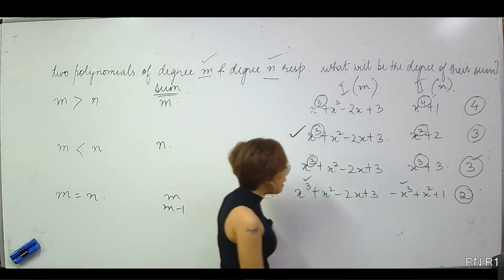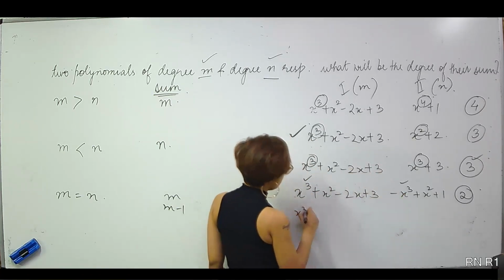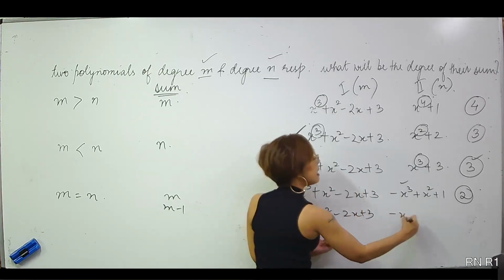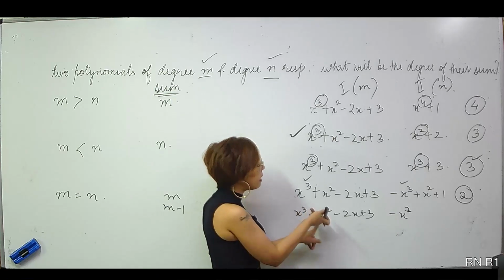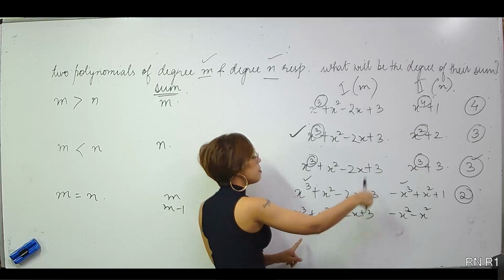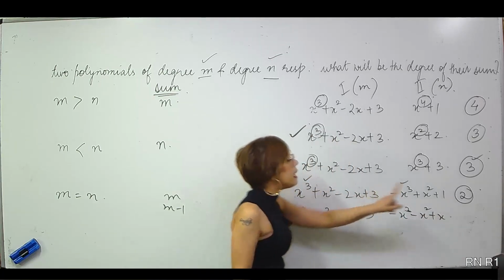That means m minus 1 also comes. Or I can think of another one. x cube plus x square minus 2x plus 3. The other polynomial, minus x cube. First I take the negative of the x cube term, then I take the negative of the x square term also, so minus x square. That means these two terms will get cancelled and I can say plus x. In this case, the degree is 1.